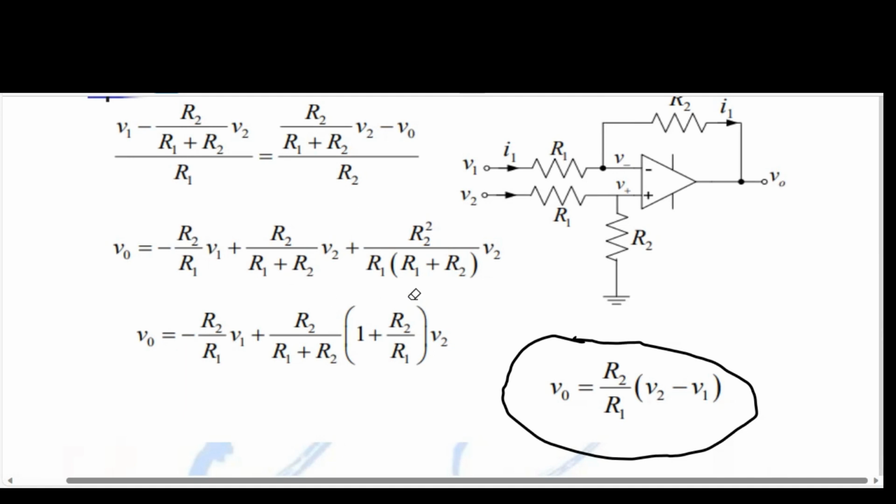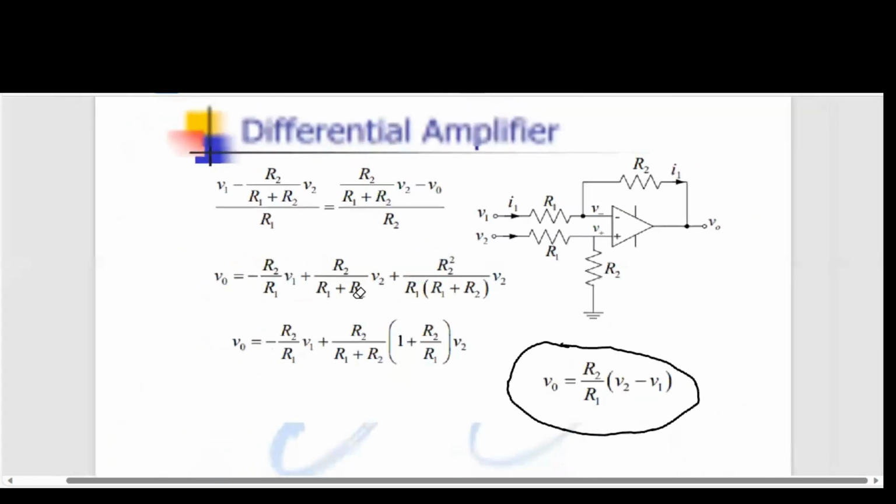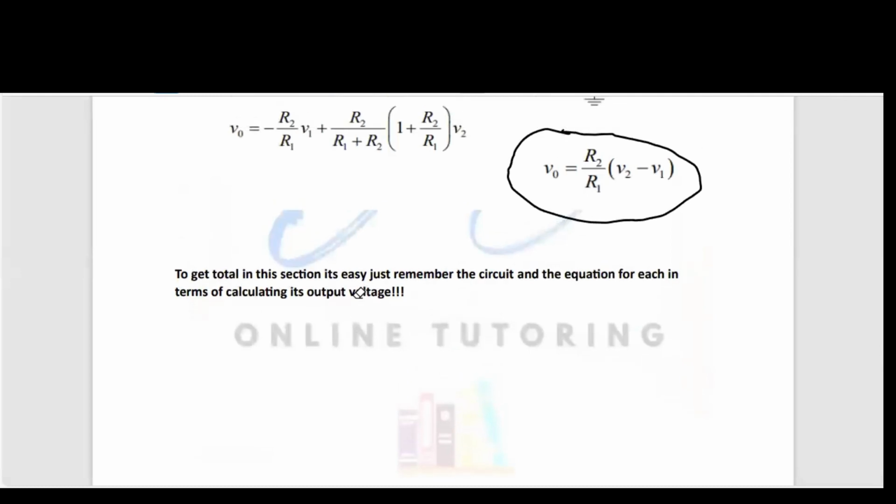As I said, you don't need to know all this proof here, so you can just skip it. Just know the circuit and the equation for it. I reiterate that for a reason. Alright, and that is the end. That is really all the circuits there.